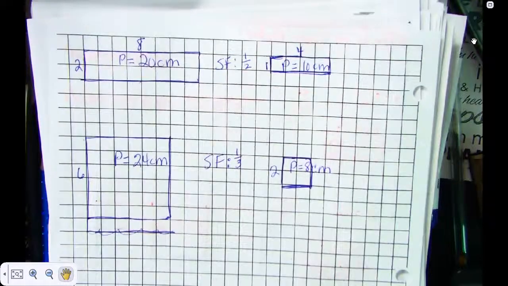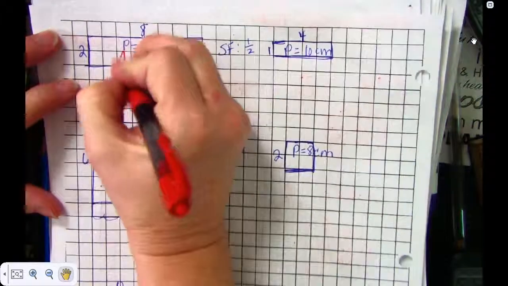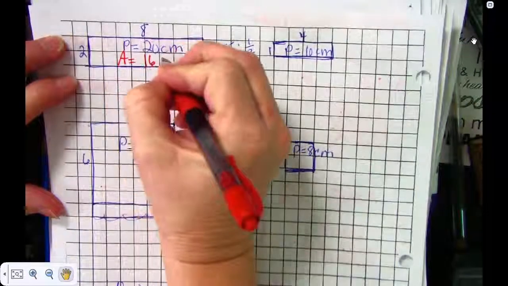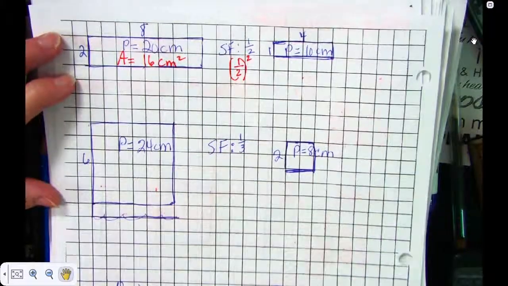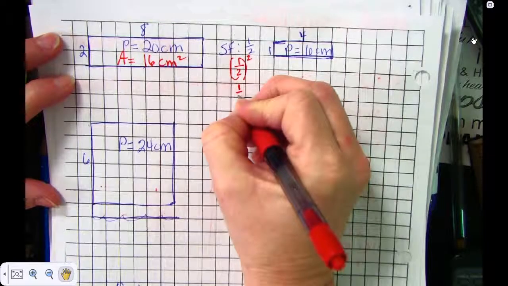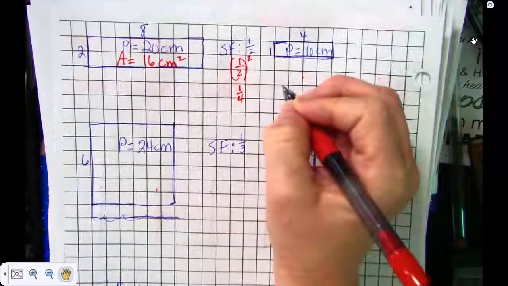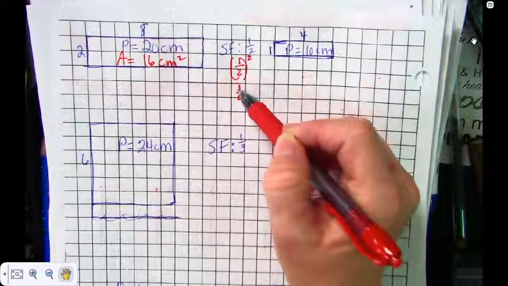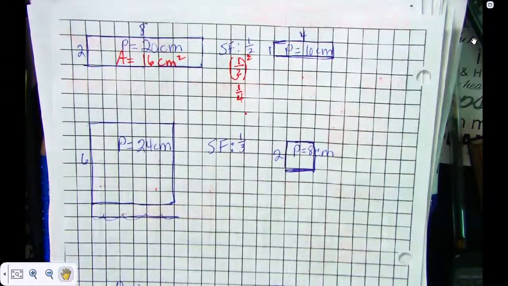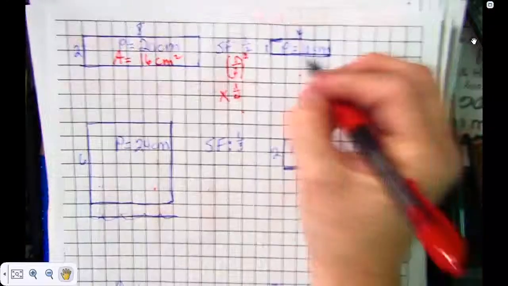Okay, turn on the back. 2 times 8 is 16 square centimeters. And boy, we ought to know this. What's 1/2 squared? 1 squared is 1, 2 squared is 4. Half of a half is a fourth. Half of a half is not 1. So 1/4. What's a fourth of 16? 4.